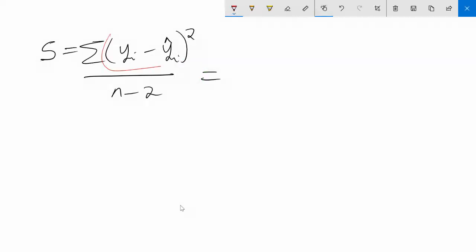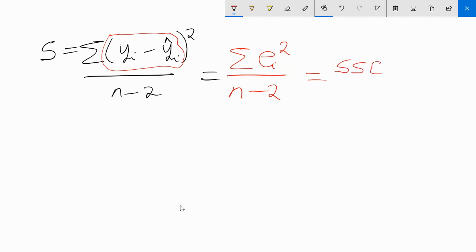This term in red is the errors. It means we're having the sum of the errors squared divided by the degrees of freedom. And the sum of the errors squared, we said earlier, is SSE. The sum of squared errors divided by the degrees of freedom.